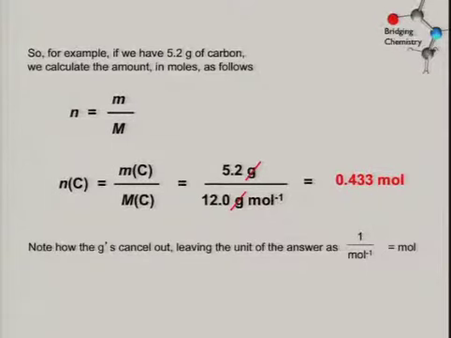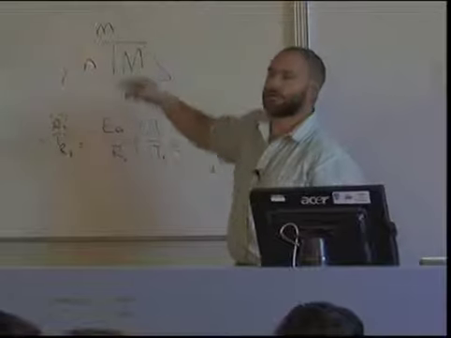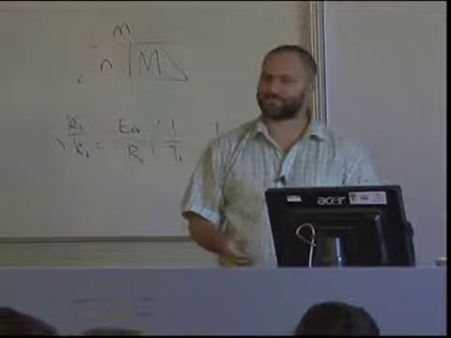So this is algebra again. But if you take grams and divide it by grams per mole, then the grams cancel out. And what you're left with is the unit of the answer as 1 over per mole, and 1 over per mole, using these sorts of ideas we talked about here, is the same as just moles.